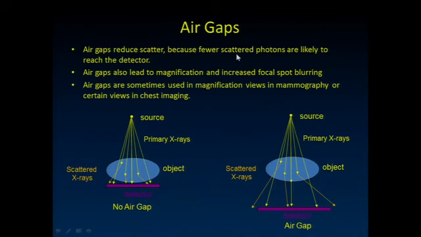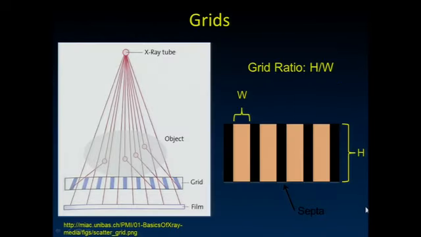Air gaps also reduce scatter. Does everyone see that if you move the detector away from the object, you give room for some of these scatter events to escape and not strike the detector? So using an air gap can help. And that's why we don't use grids in magnification mammography, right? Because there's an air gap there that helps keep our scatter down.